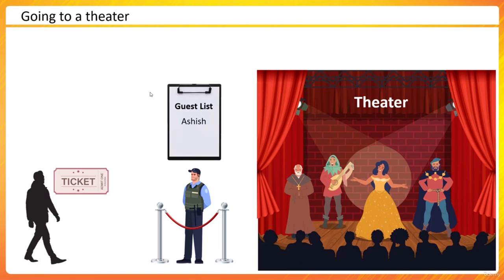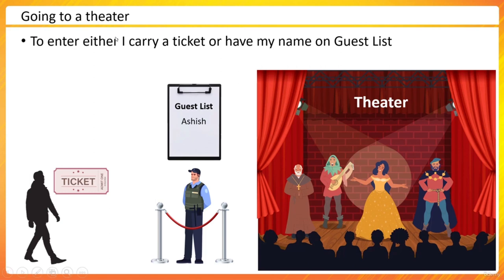So what I have to do now is just walk up to the security guard and say, hey, I am Ashish, and this is my credential, or show my ID, and he would check the guest list, and if I am valid, if my name is there, he would allow me to go inside. So that's how I entered the theater. So there are two ways to enter a theater: either I carry a ticket or have my name on the guest list.